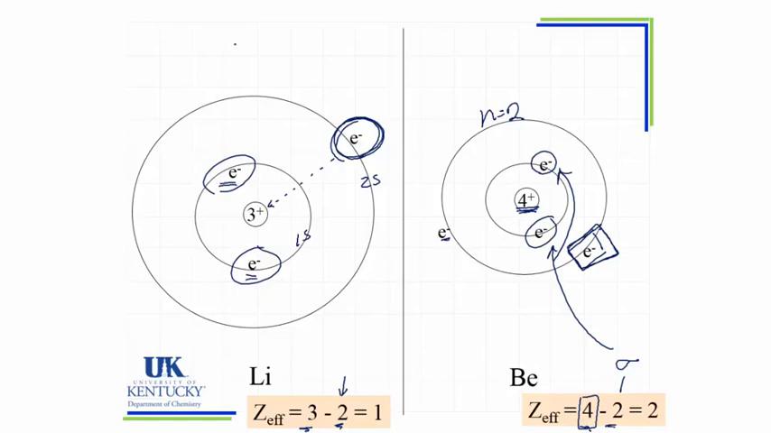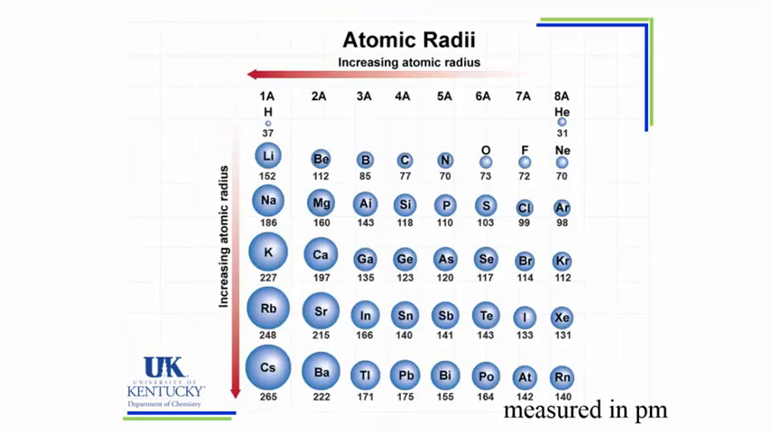So as we go across the periodic table, Z keeps going up by 1, plus 1 as we go across. But the shielding is staying constant. And so the effective nuclear charge is going to keep on going up by 1. So what is that going to do to our size trends? Well, let's look at it.